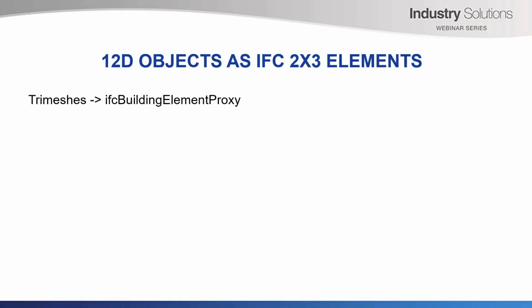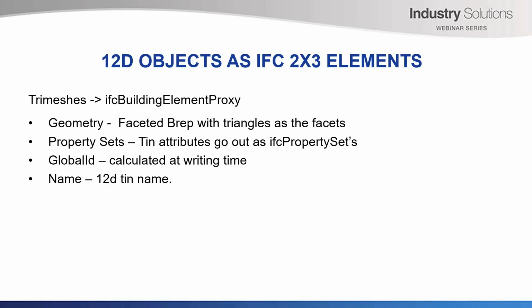Trimeshes, they will go out to IFC building element proxy. In this case, the geometry, we put them out as what's called faceted B reps, where each of the facets is a triangle. So it's a special case of the faceted B rep. Any of the Trimesh attributes can go out as IFC property sets. The global ID is calculated at the writing time. And the Trimesh name will go out as the name.